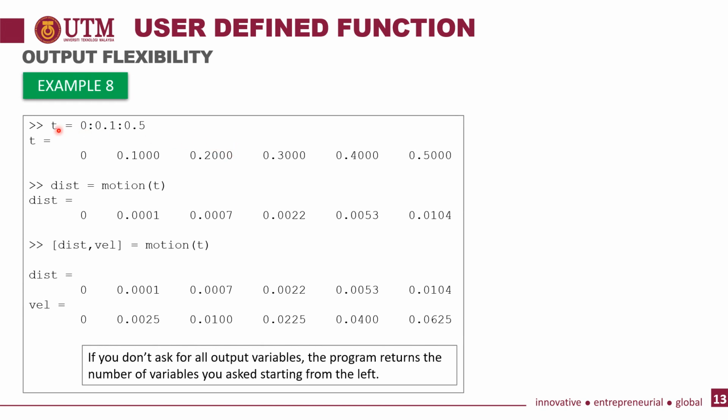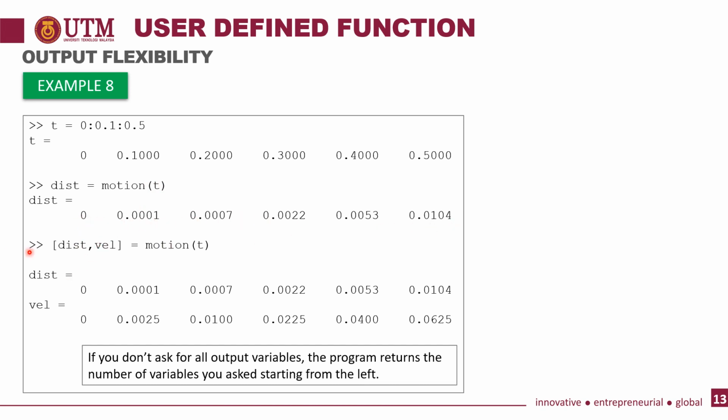Now we initialize a timestamp where we initialize time from 0 to 0.5 seconds, for example, and the interval is 0.1. So 0, 0.1, 0.2, 0.3, 0.4, and 0.5. We initialize it by using the colon operator. You already learned about this in the first chapter last time. Then we initialize a variable called distance equals motion(t). If we initialize one output only and we call the function motion and give the input of t, it will return only distance.